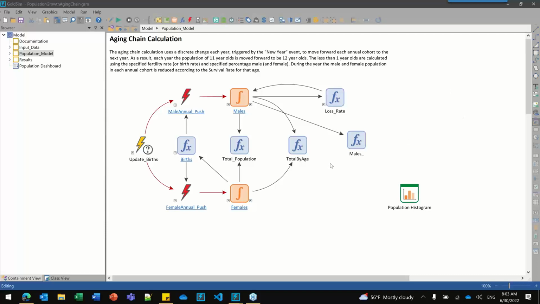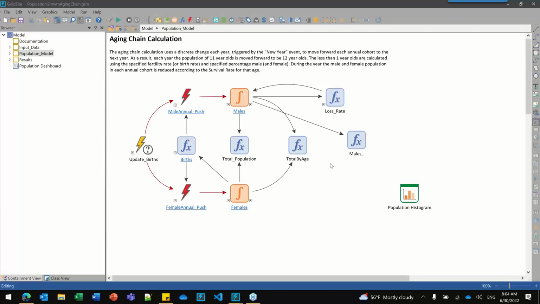Today I'm going to talk about modeling aging chains in GoldSim. And what I'll be doing is first walking through a couple of applied example models to demonstrate what you can do with this type of model, followed by showing some different methods of calculating or simulating aging chains in general.